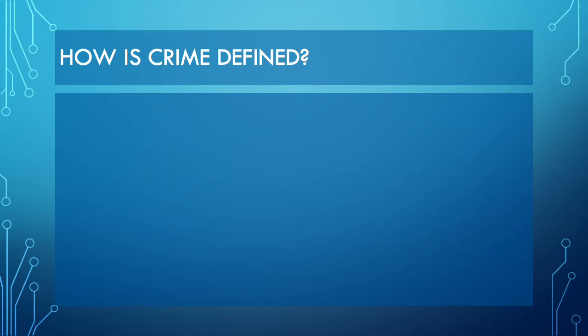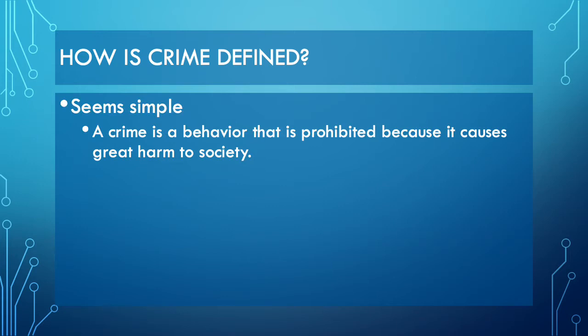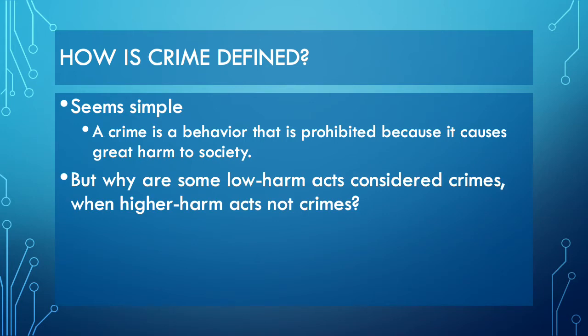Defining crime seems initially on the surface pretty simple. A crime is a behavior that is prohibited because it causes a lot of harm to society, and that we don't want other people in society to be harmed. And so we identify those harmful behaviors. You get in trouble, in great trouble sometimes, if you engage in them.